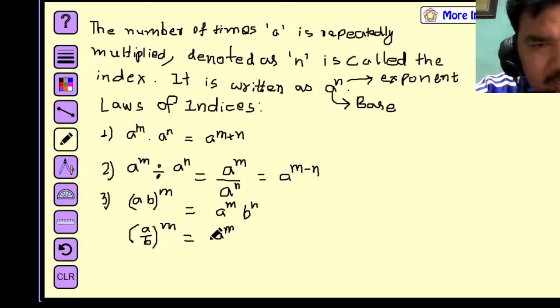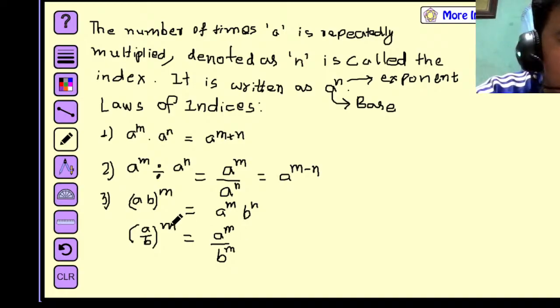Numerator A also has power m, and the denominator B also has power m. When you remove the bracket, the power applies to A and B also. Like this we remove it. And another one here, this is also a power.